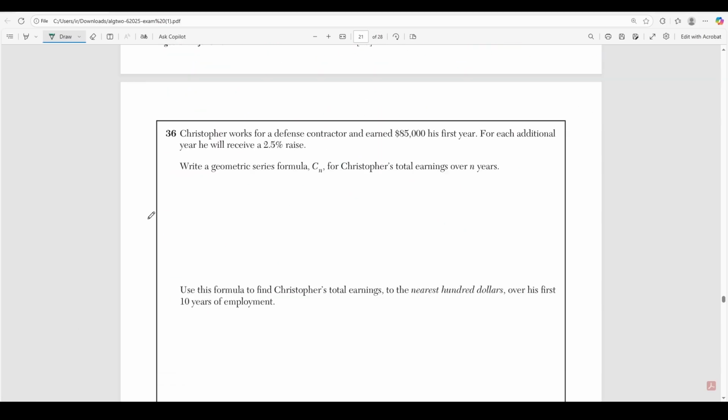So number 36 says that Christopher works for a defense contractor and earned $85,000 his first year. For each additional year, he will receive a 2.5% raise. Write a geometric series formula, C of n, for Christopher's total earnings over n years.